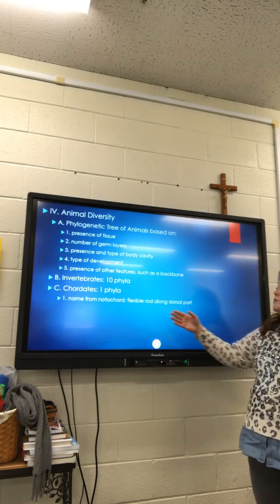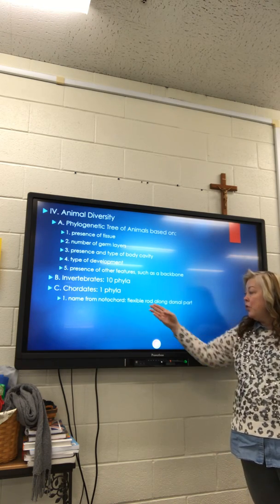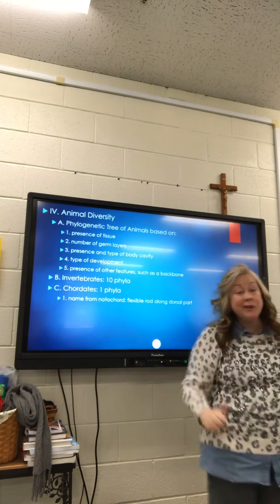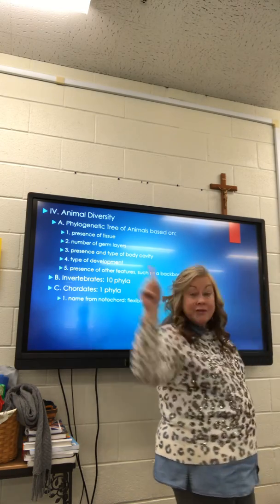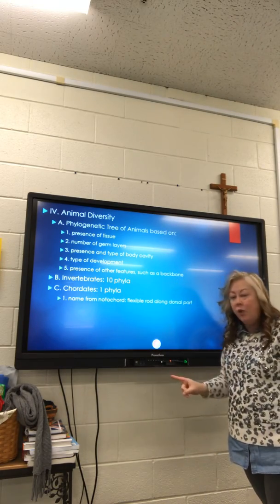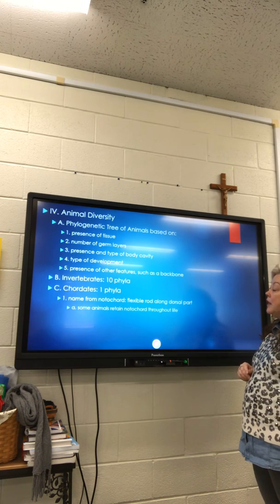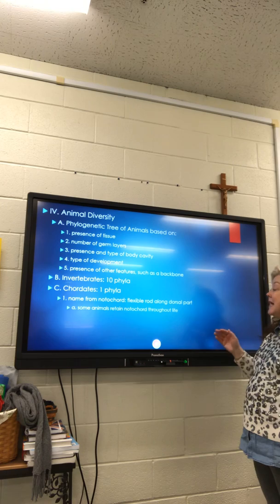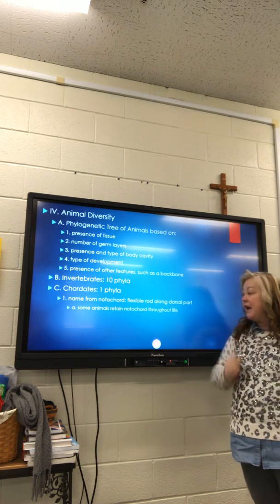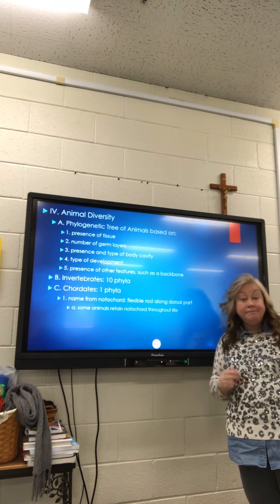The word chordate comes from the word notochord, chordata, notochord, meaning flexible rod along the dorsal part. And again, where's dorsal? That's right, the back. Think of sharks, think of dorsal fins. Do you have a dorsal fin? No. Some animals retain their notochord throughout life, so you can't say that all chordates have that hardened, calcified bone, because some animals do retain that notochord throughout their life.